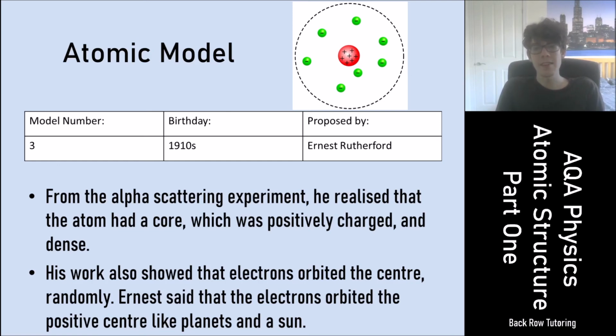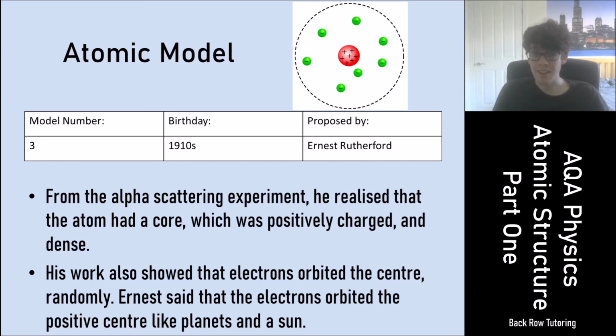So, the alpha scattering experiment revealed that when you throw these alpha particles, which have a positive charge overall, at a very, very thin sheet of gold, only one atom thick, he found that most of these alpha particles went straight through. The vast majority of them went straight through the gold and were detected on the other side.